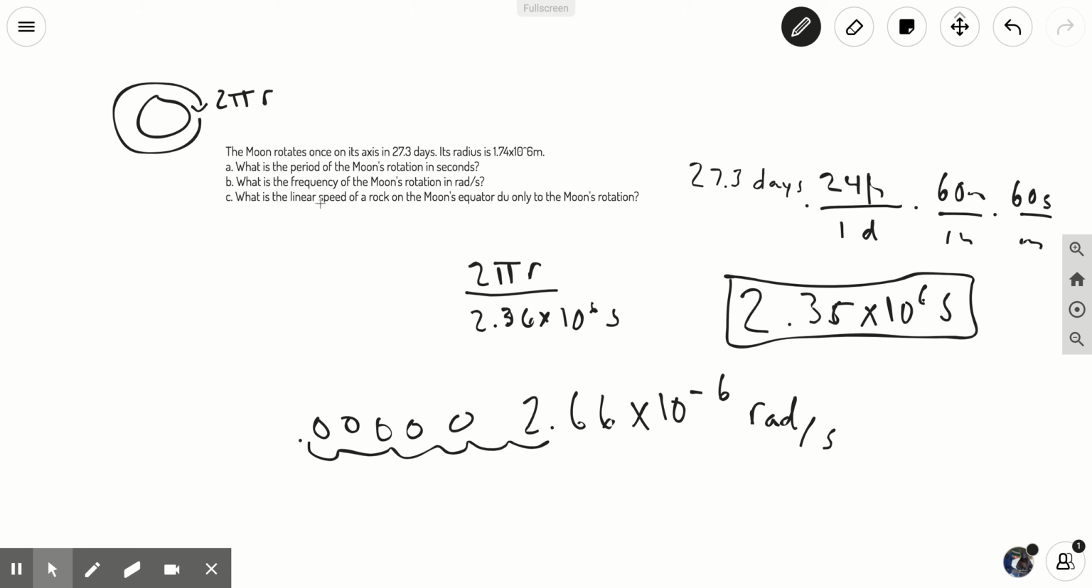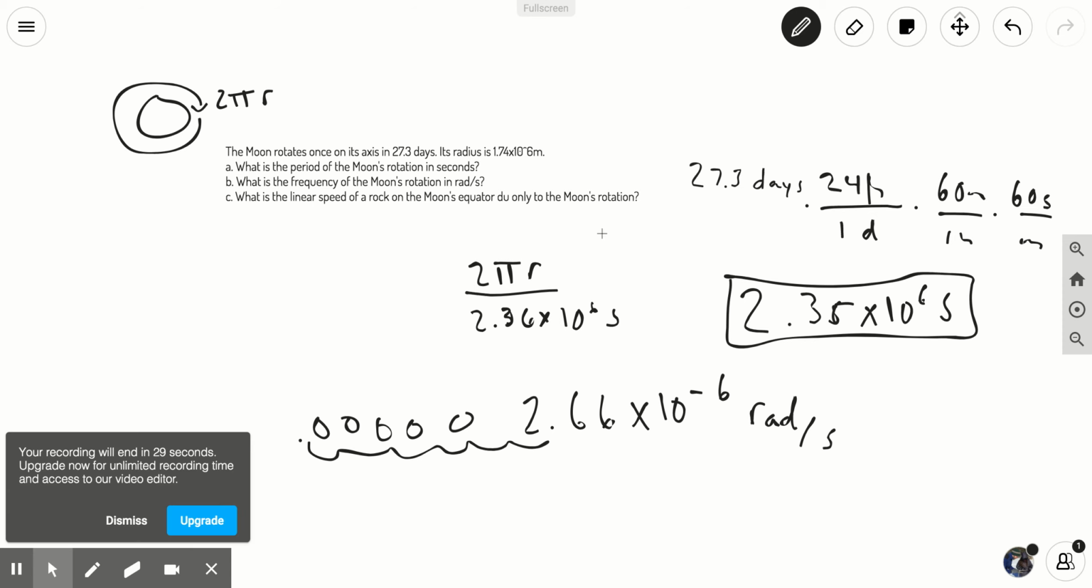Now we want to think about what's the linear speed of a rock on the moon's equator due only to the rotation. So to do that, we're going to do our equation of velocity: linear velocity equals the radius times angular velocity, which is omega. So we just do the radius of 1.74 times 10 to the 6 meters, times the angular velocity. I want you to do that, try it out. All right.